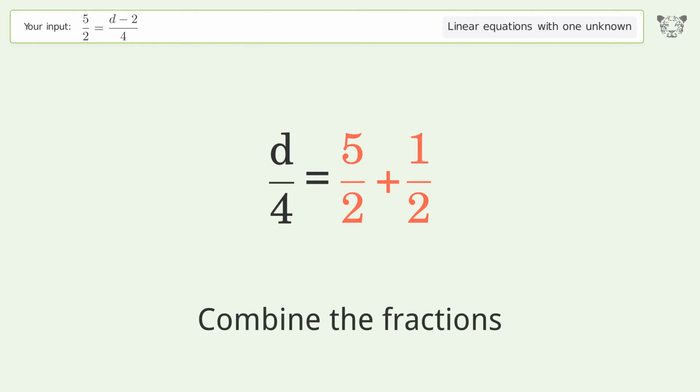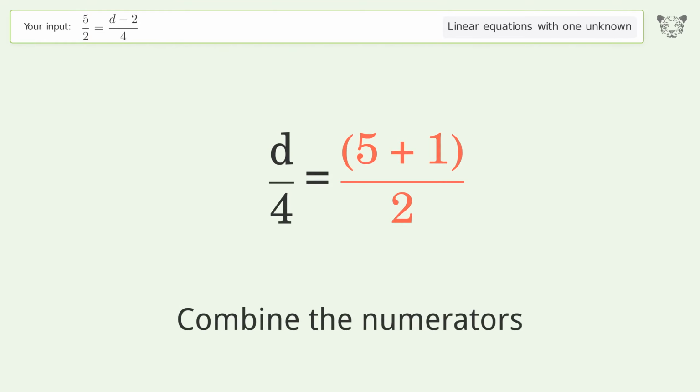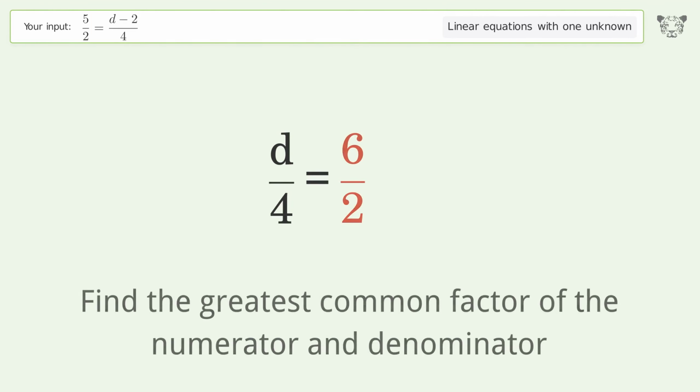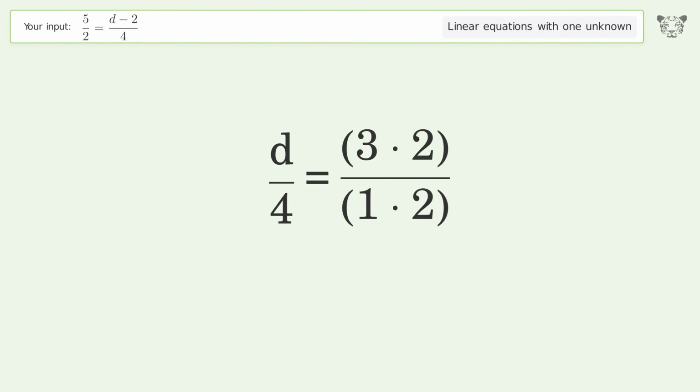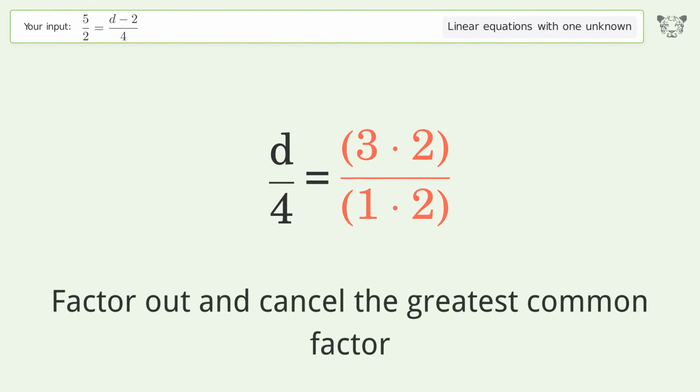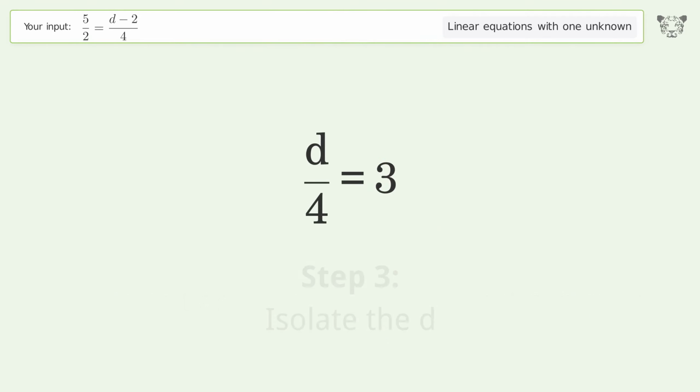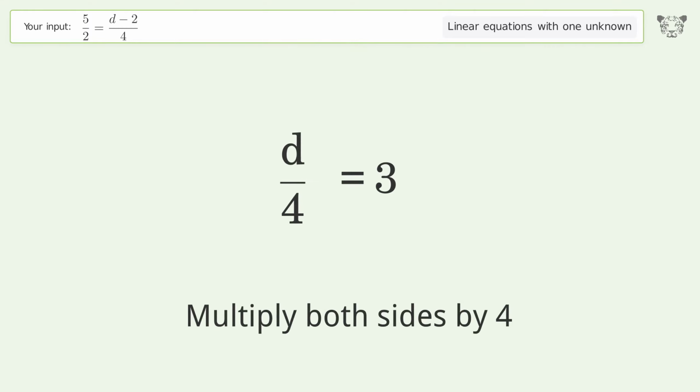Combine the fractions. Combine the numerators. Find the greatest common factor of the numerator and denominator. Factor out and cancel the greatest common factor. Isolate the d. Multiply both sides by 4.